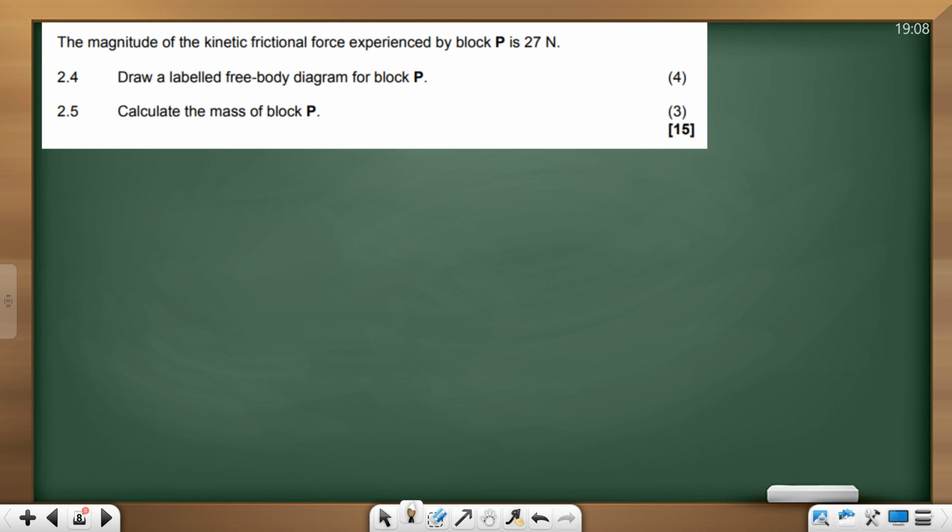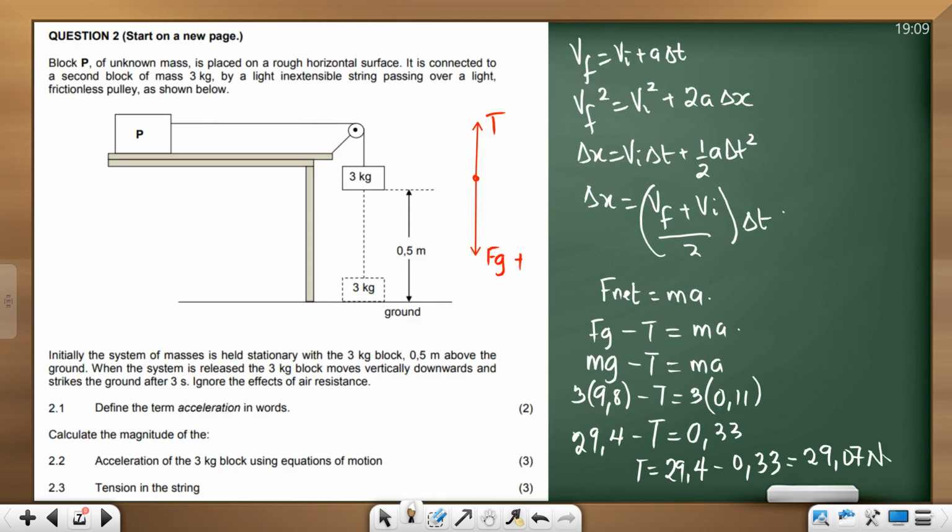The magnitude of the kinetic friction experienced by P is 27 newtons. Please just write friction equals 27 so I can go back to the question. We are supposed to draw a free body diagram on P. Just quickly write down the question. Free body diagram on P, and we are supposed to find the mass of P. Friction is 27, free body diagram, and the mass.